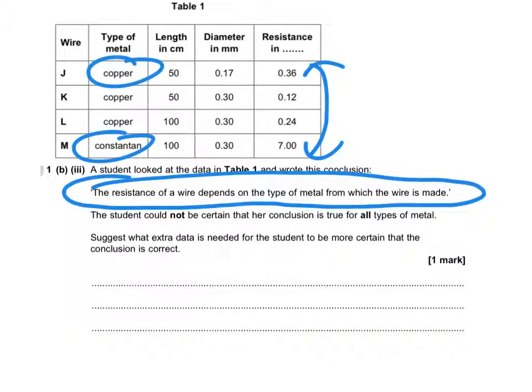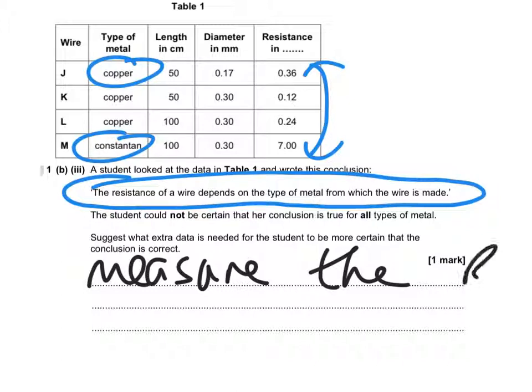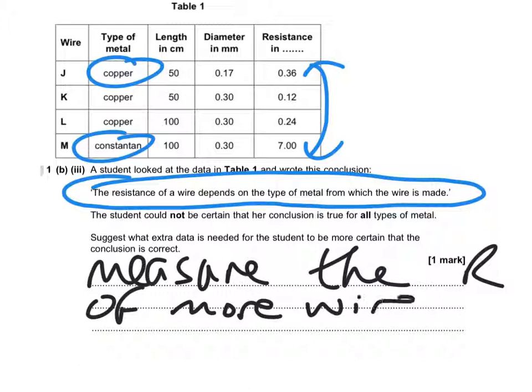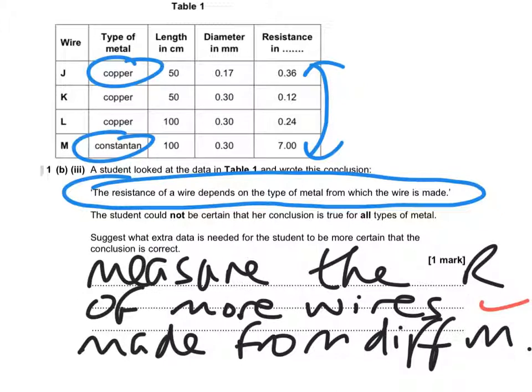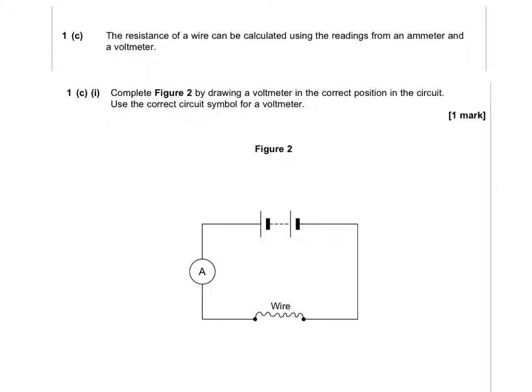So in order to get the mark, what we're looking for there is we need to measure the resistance, which we can use R for resistance, of more wires made from different metals. Put diff there. I put M for metals, but you know what that means. And that will get you the mark. So the idea is you need to test more wires made from different types of metals.